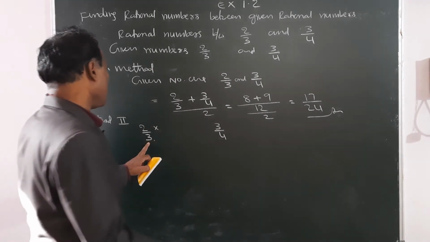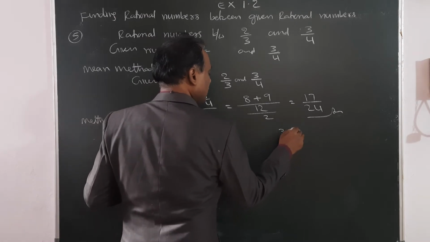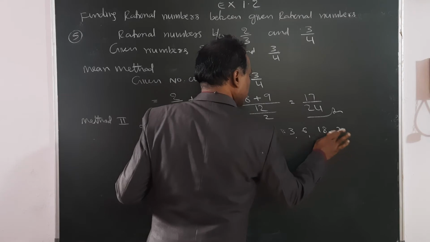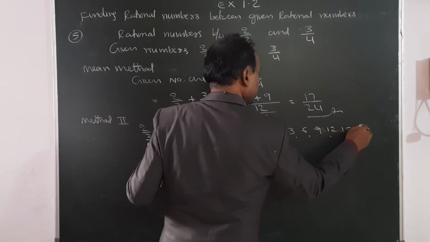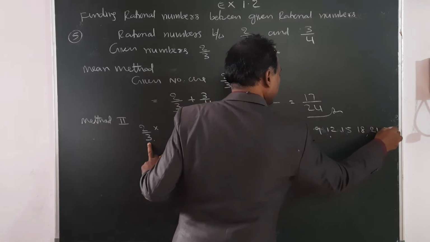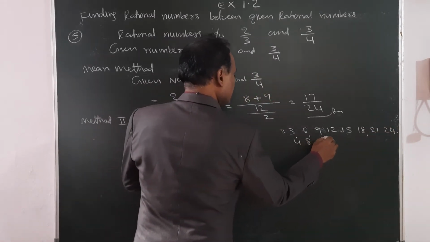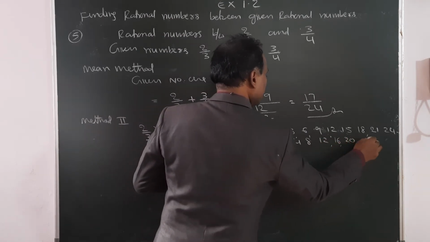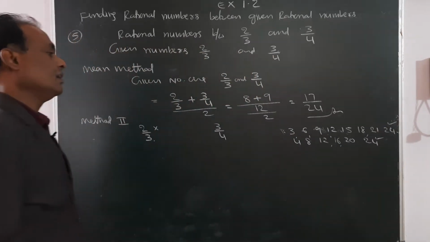For that, suppose you write the multiples of 3: 3, 6, 9, 12, 15, 18, 21, 24, and so on. The multiples of 4: 4, 8, 12, 16, 20, 24. So 24 will be the common number.